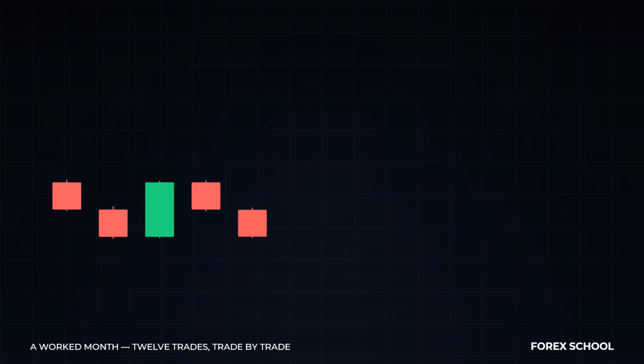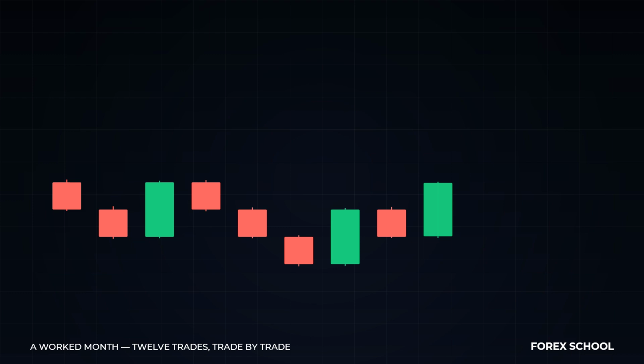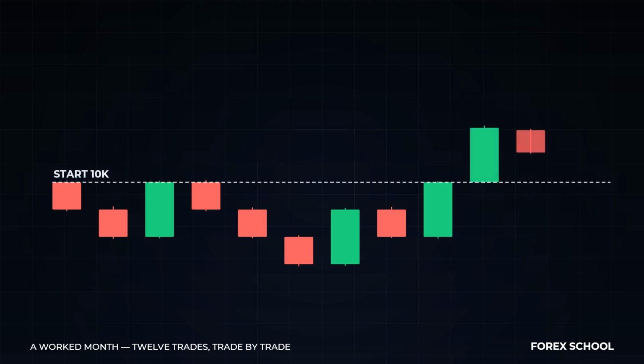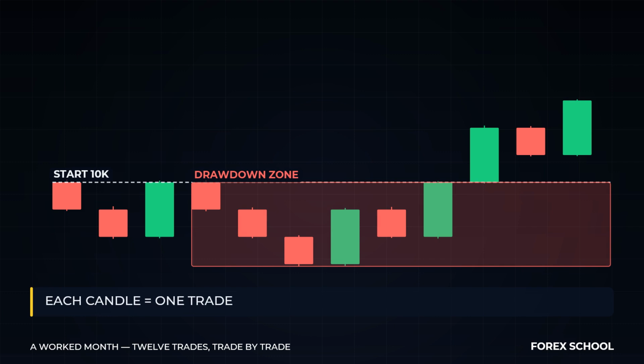Trade 1, a loss. 9,900. Trade 2, another loss. 9,800. Trade 3, a winner, plus 2%, back to 10,000 exactly. Then the ugly stretch, trades 4, 5 and 6 all lose, and the account steps down into the shaded box, 9,900, 9,800, 9,700. Halfway through the month the score reads 1 winner, 5 losers, down 3%.